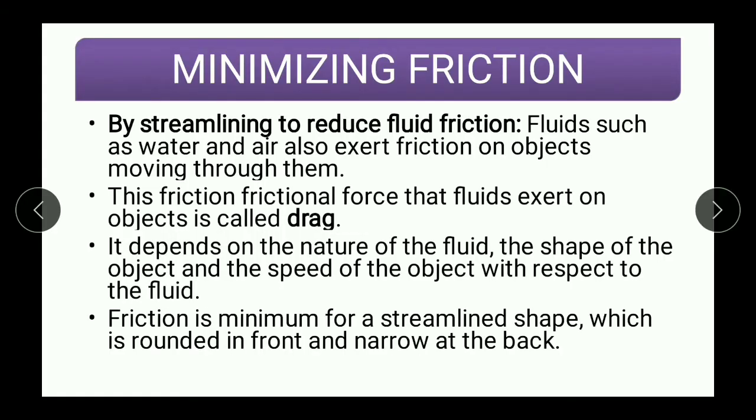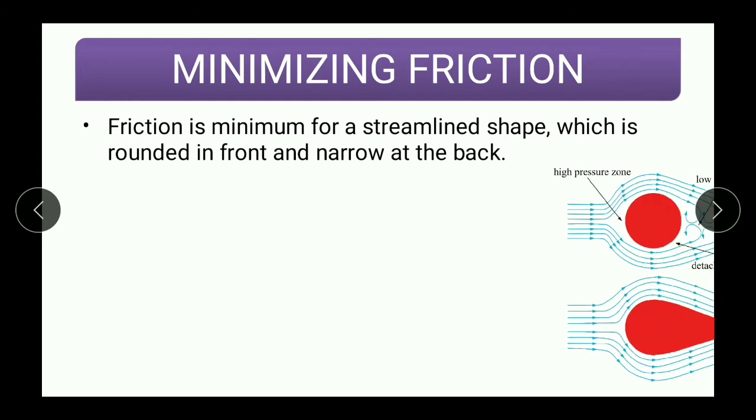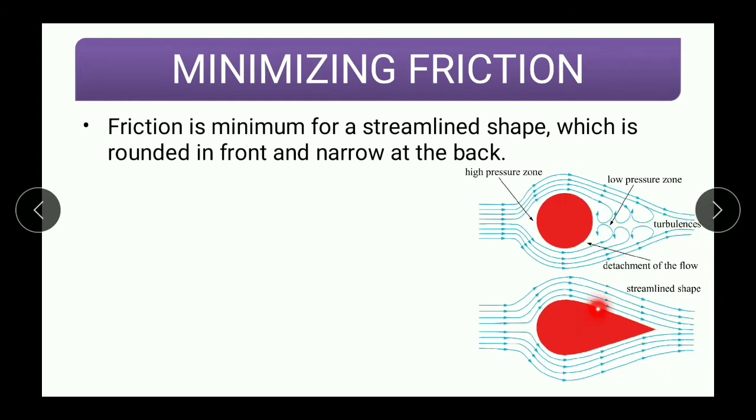Students, friction is minimum for a streamlined shape, which is rounded in front and narrow at the back. Okay, so this is a streamlined shape. It is rounded in the front and narrow at the back. You can see here, this is a narrower part, whereas this is the rounded part. This is not a streamlined shape. This is a spherical shape, whereas this is a streamlined shape. So in a streamlined shape, the front part is rounded, whereas the back part is narrow.